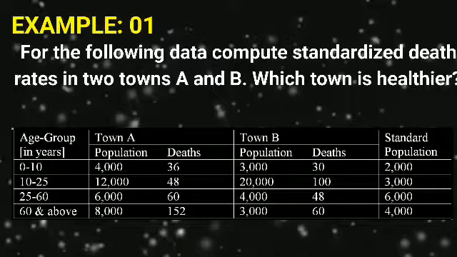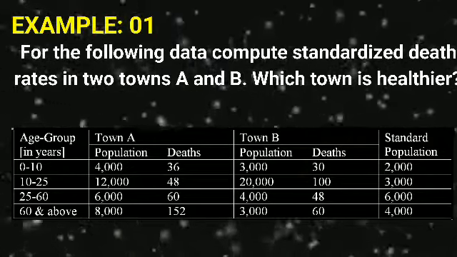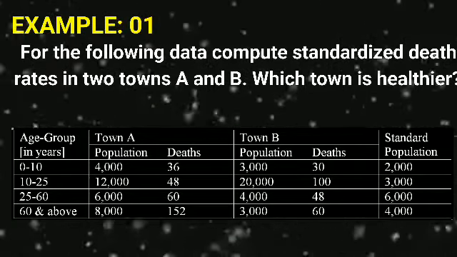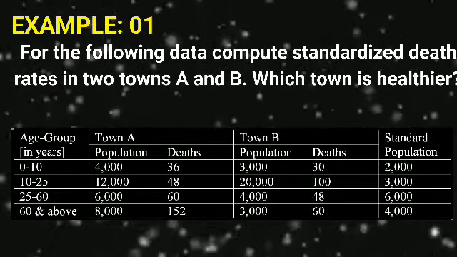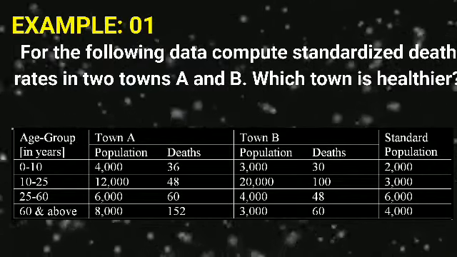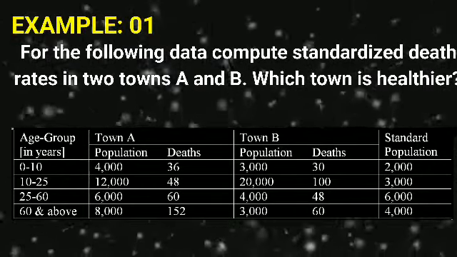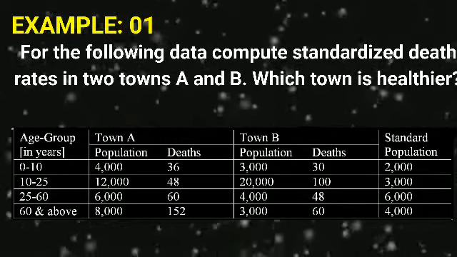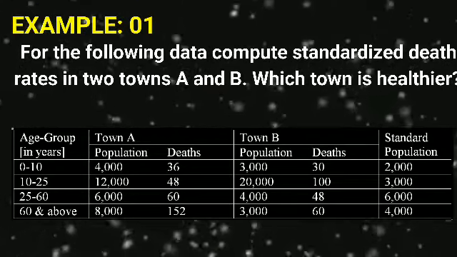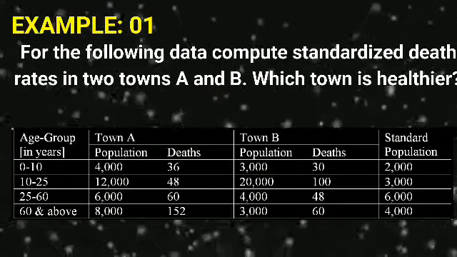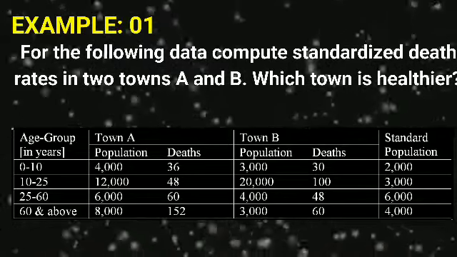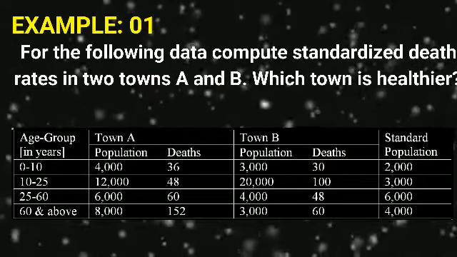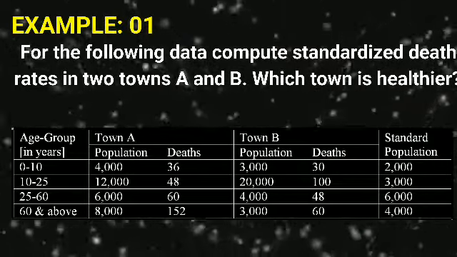As we all know, in the concept of STDR, one standard population will be given which is common for both the towns A and B. As you can see in the given slide, one standard population is given in the last column, which is common for both the towns A and B. And for town A and B, their respective population and death rates are given. So this population and death rates belong to the particular population, either of town A or of town B. But the standard population is the common population for both town A and B.